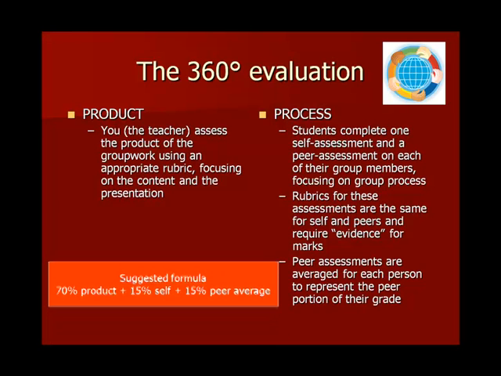So in terms of how this might look as a formula, I suggest that you keep the bulk of the marks on the product. That is the major thing, that they have to present a good finished product. So that might be 70%. Then they might get 15% on their self-assessment, and 15% of their mark comes from their peer average.